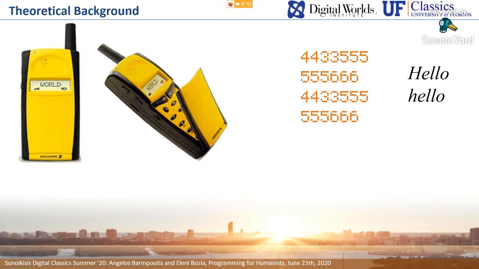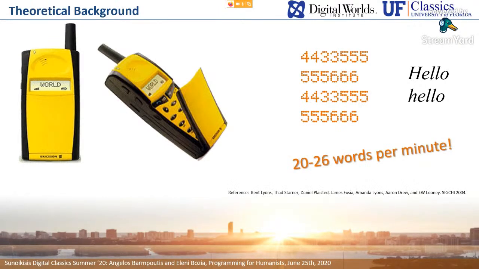What is more impressive is that, according to studies, those phones were widely accepted by more than 1 billion humans on Earth, and they managed, according to studies again, to type 20 up to 26 words per minute, which is impressive and shows that humans can easily learn new computerized encoding of messages or of natural languages.